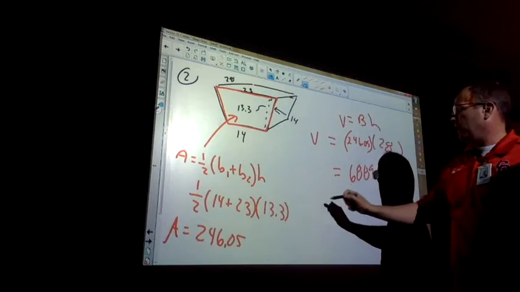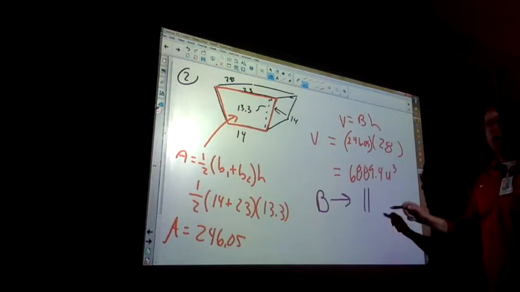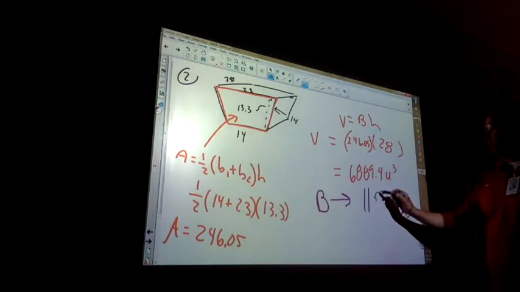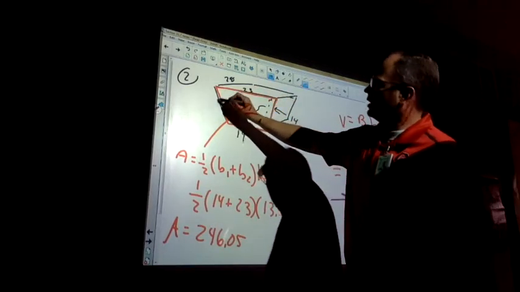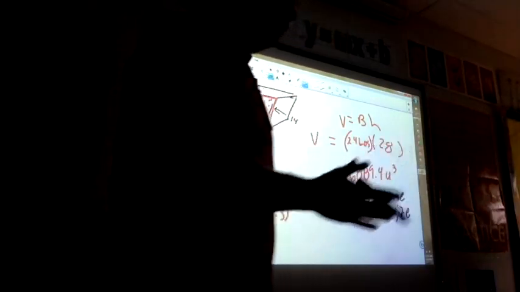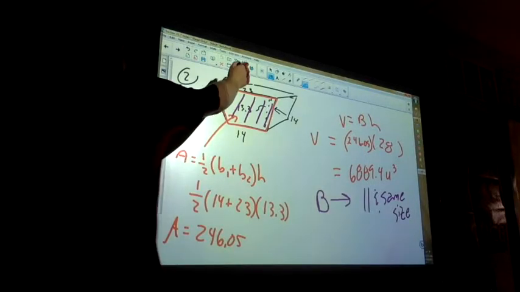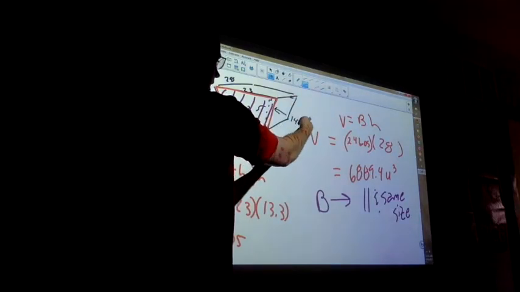So let's make sure we're okay with it. My base has to be parallel and the same size, because that's how deep it is. So the front part here and the back part are my bases. My base doesn't mean it has to be sitting down. It's just what's parallel and the same size. The top and bottom can't be, because they might be parallel, but they're not the same size. And these two sides are parallel. They might be the exact same size, but they're not parallel.